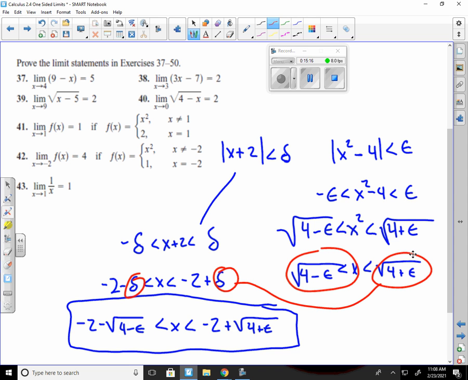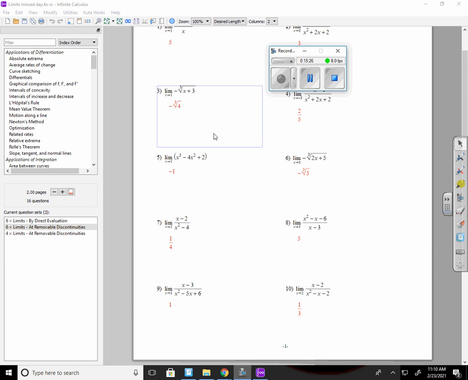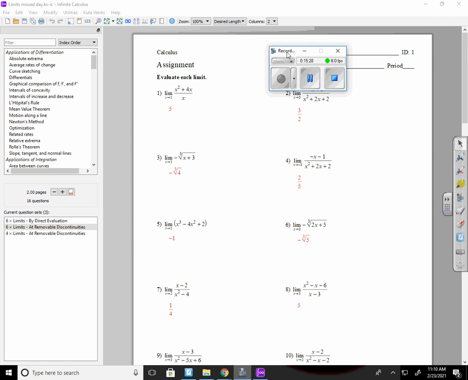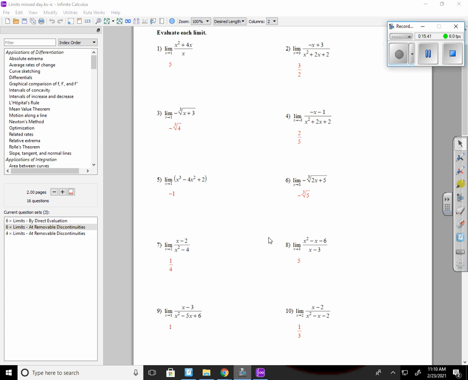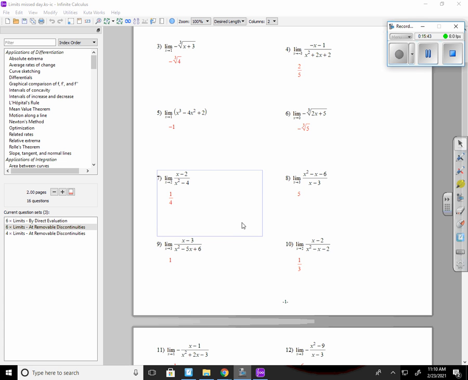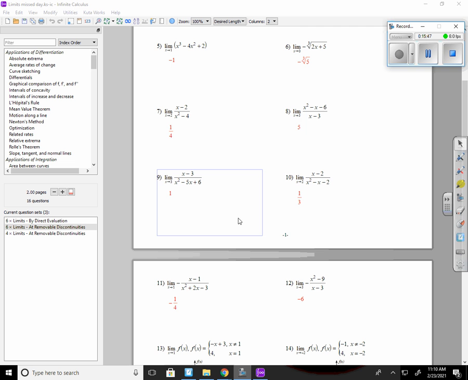I want to move on to some of the homework problems from last night and give you a preview of your quiz. Whenever we look at your quiz, we're going to have you evaluate each limit. In some cases you're going to be able to plug the number into the limit. Other times you're not going to be able to plug it in. For a lot of these, you will be able to plug it in. Hint, this is not your quiz, it's just the same format for most of them.